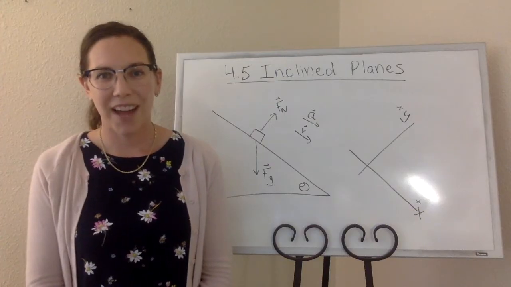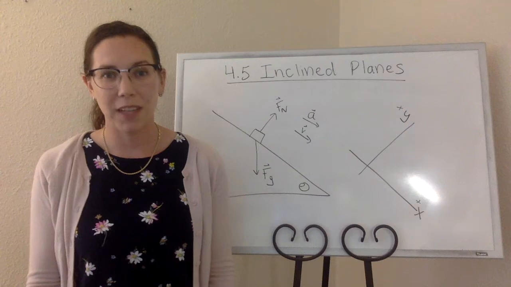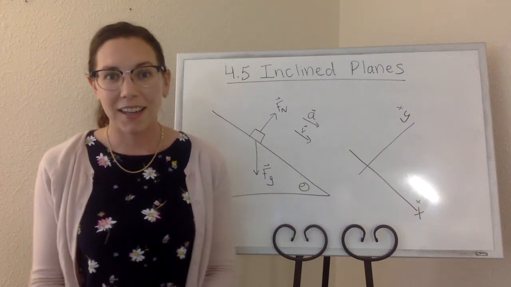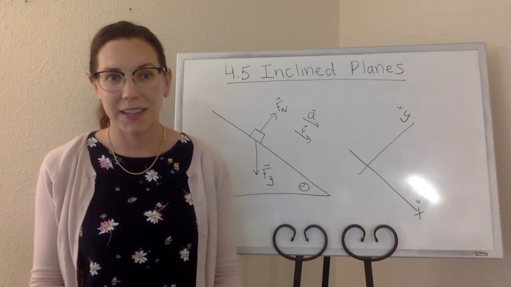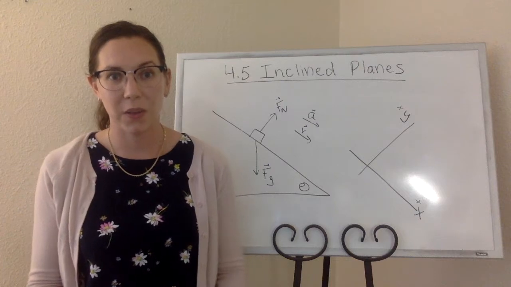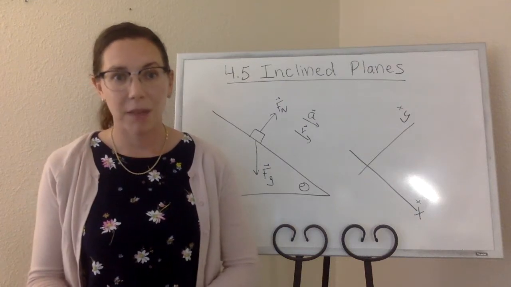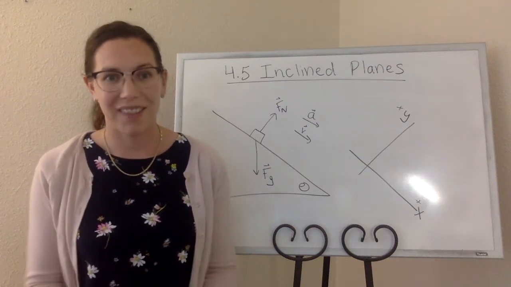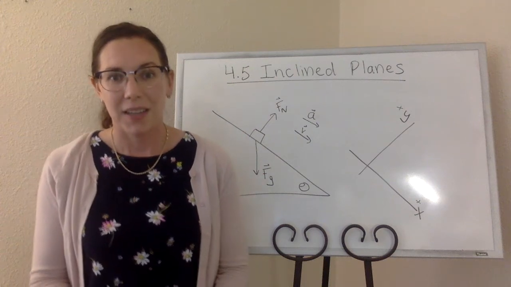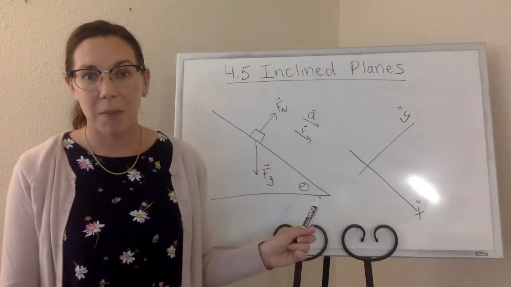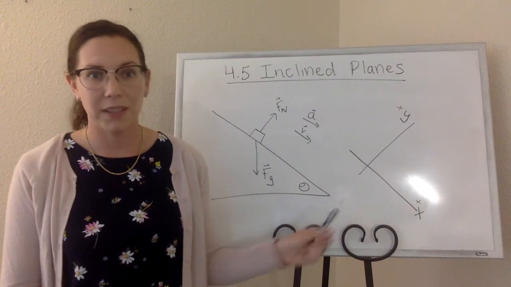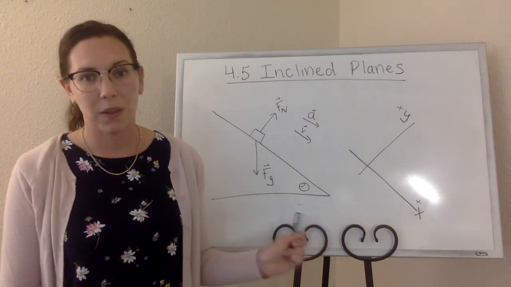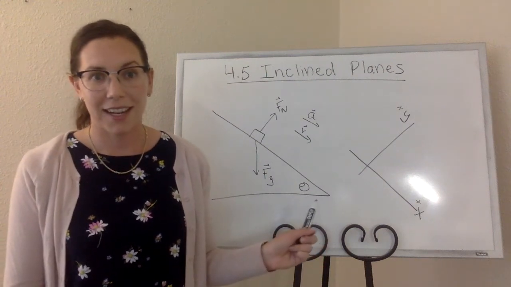In 4.5, we'll look at situations involving inclined planes. Inclined planes are any surfaces that are at an angle to the horizontal. So for example, a hill, a ramp, any kind of incline fits into this category. The angle of inclination is here at the bottom of the ramp or the surface and where it reaches the horizontal, and I've called that theta here.